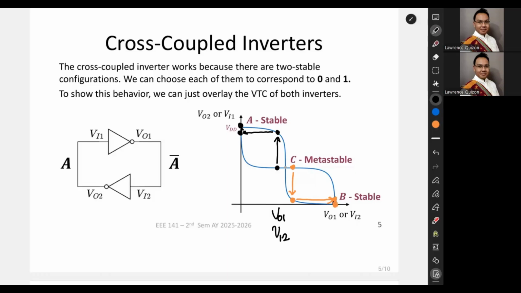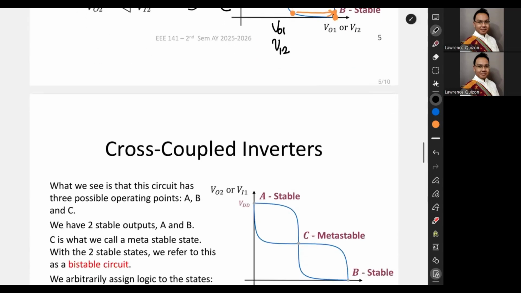So what happens? C is technically an intersection. It is allowable, but if you add a little bit of noise, you're immediately pulled towards A or B. So C is known as a metastable state. You can visualize that by a ball on top of a hill, which can roll towards A or B, but it can be balanced right on top at C, but it's very difficult to do that.